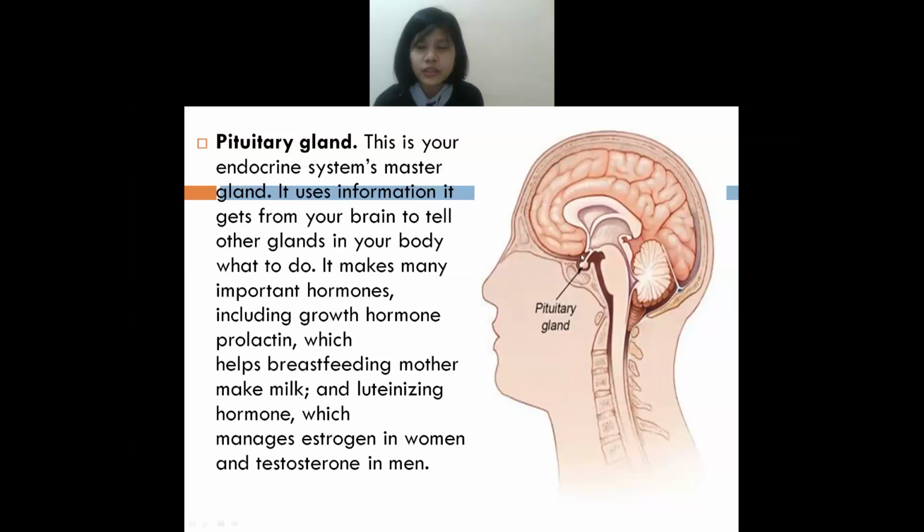And also, what hormones does it produce? This pituitary gland also produces luteinizing hormone. And what does this luteinizing hormone do? It manages a hormone known as estrogen, which you will find in women. And another hormone is testosterone. Testosterone is the hormone which you will find in men. Is it clear, everyone?